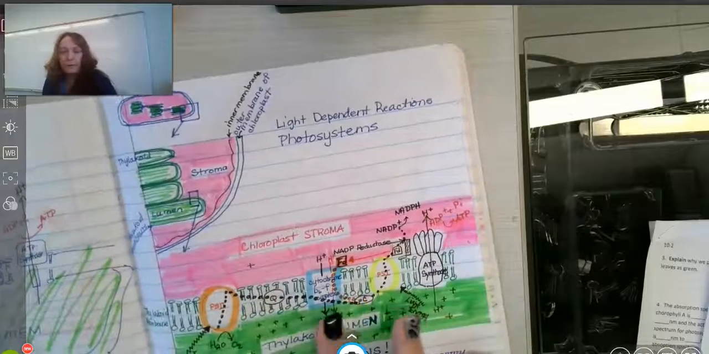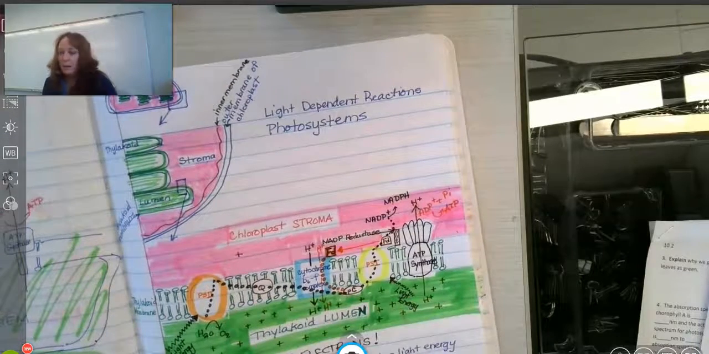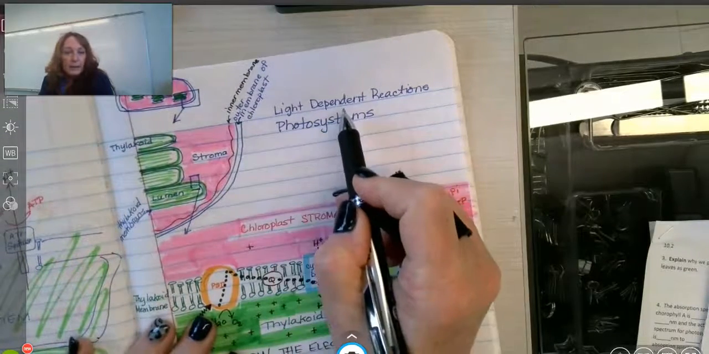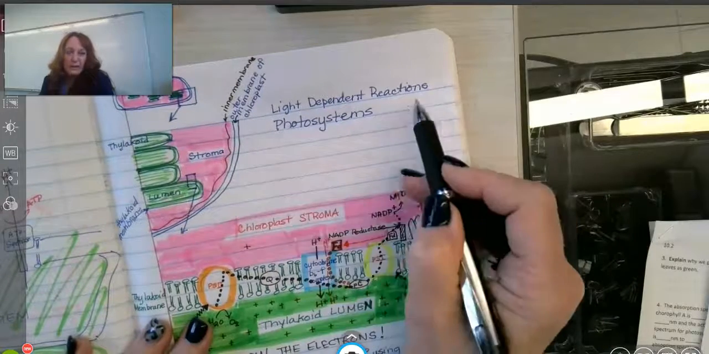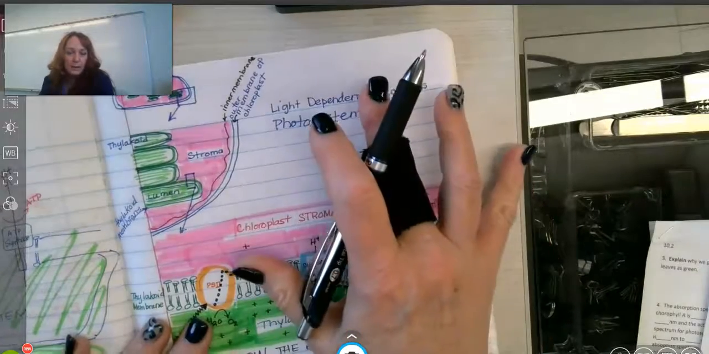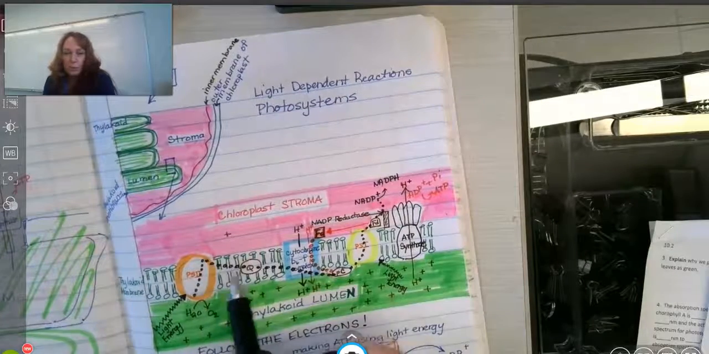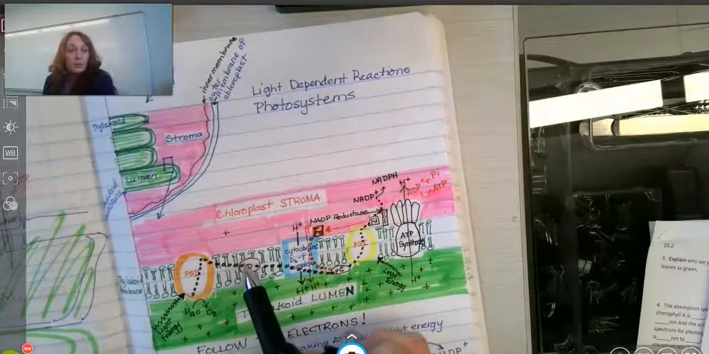So we finished with the light reactions. They're called light-dependent reactions because you have to have light in order for them to work. Photosystems, light reactions, all kinds of things that can be called. So let's just real quickly remember what we ended up with when we were done.